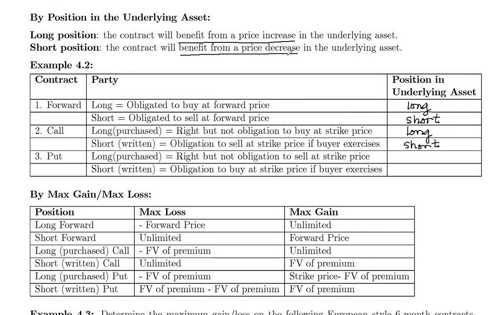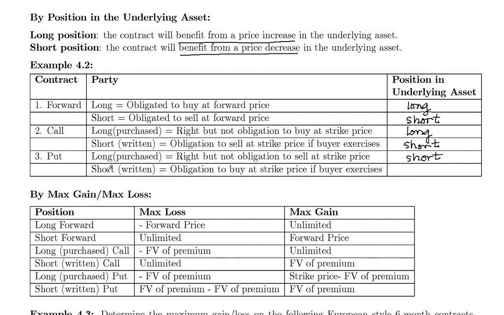What if the price decreases? The underlying asset decreases in price, it goes down to 50. You've got a right to sell at 100. That benefits you because you can sell at 100 when the asset's really only worth 50. So this is also a short position in the underlying asset. A long put, because puts benefit from price decreases, is actually a short position in the underlying asset.